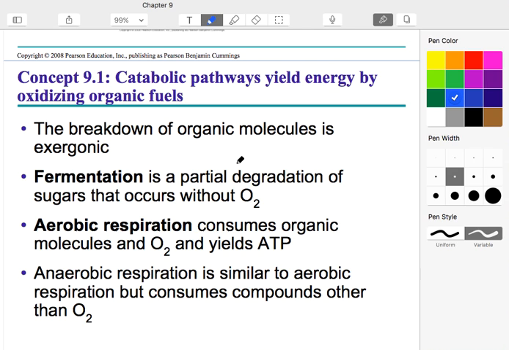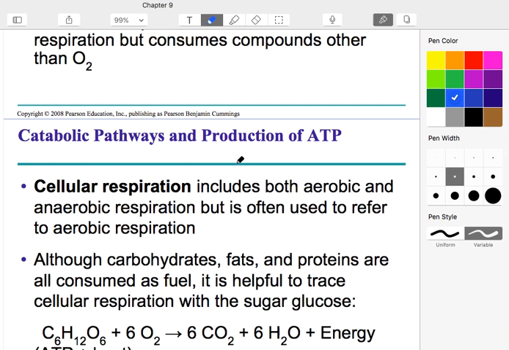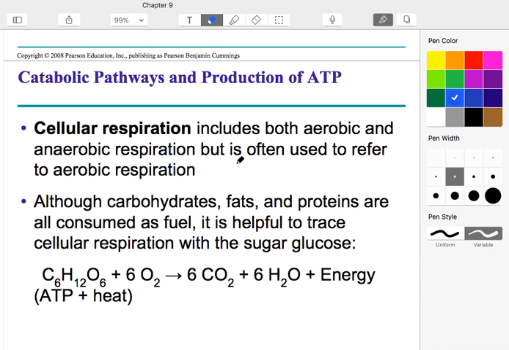So I already mentioned that there are two types of cellular respiration, aerobic and anaerobic. Let's look at the total equation of cellular respiration, what actually happens during this process. Although carbohydrates, fats, and proteins are consumed as fuel and have energy, most energy is associated with glucose. So we're going to talk about glucose here and skip fats and proteins. You have here the C6H12O6 molecule.